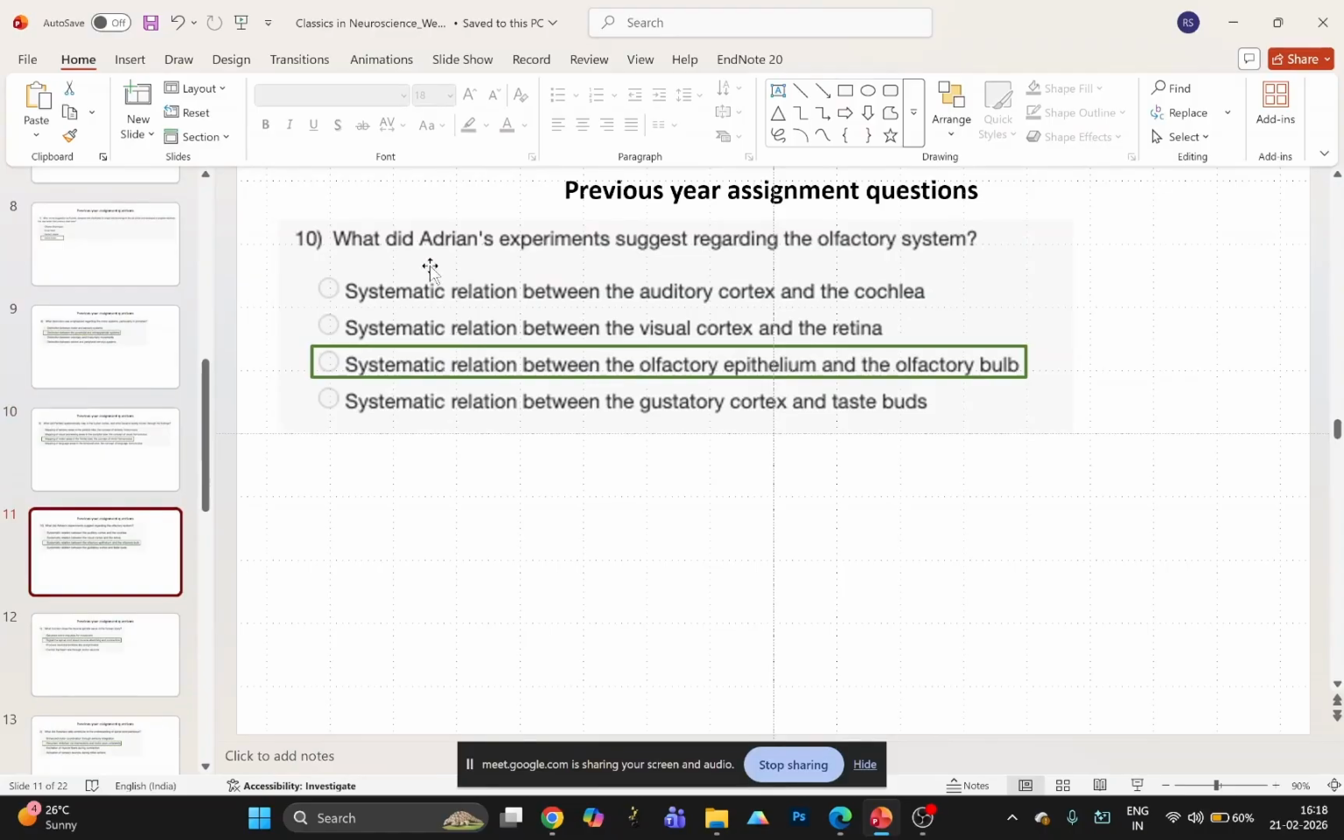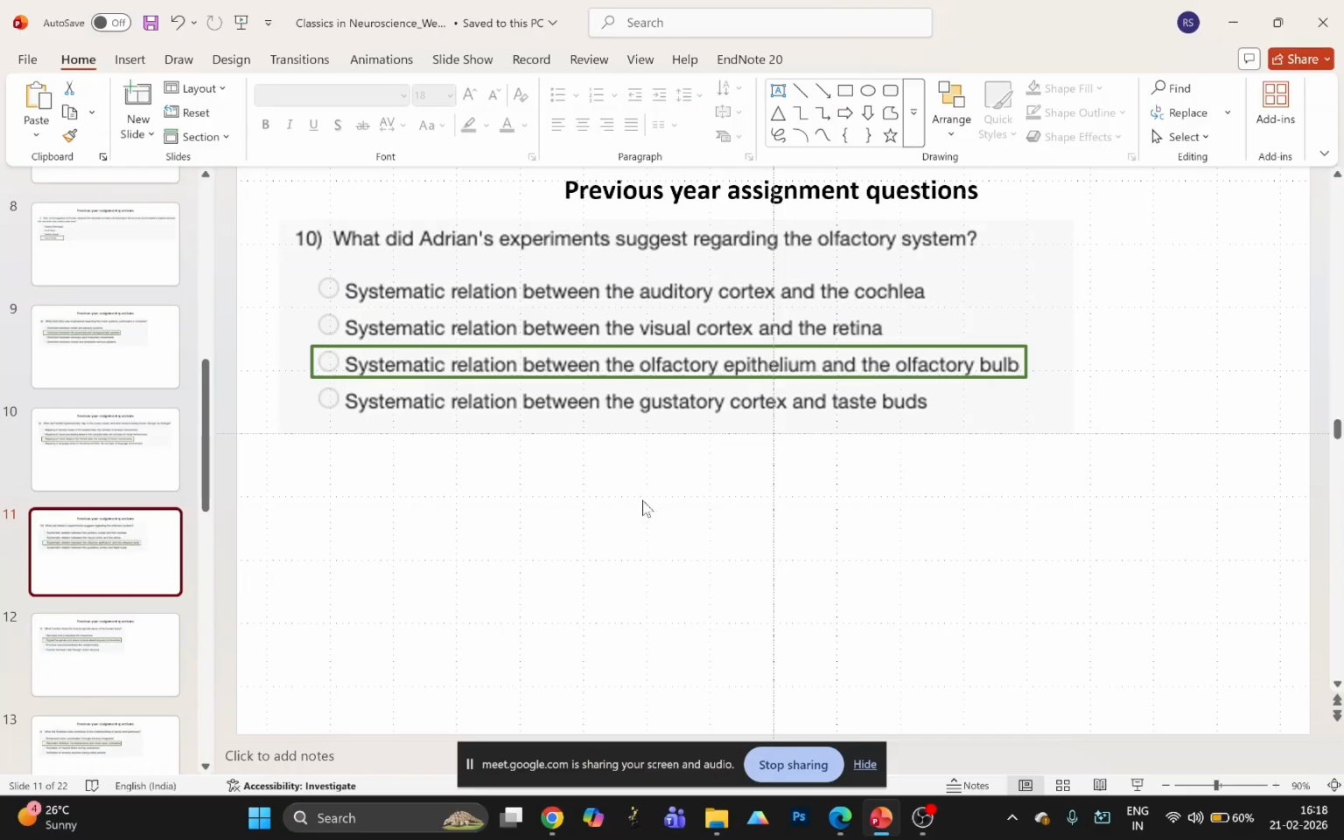Okay, next. What did Adrian's experiments suggest regarding the olfactory system? So Edgar Adrian was somebody you must have come across in the previous week's lecture videos also. He is a recurring figure, someone who has carried out many different kinds of experiments in many different contexts. So Edgar Adrian did experiments with regard to the olfactory system.